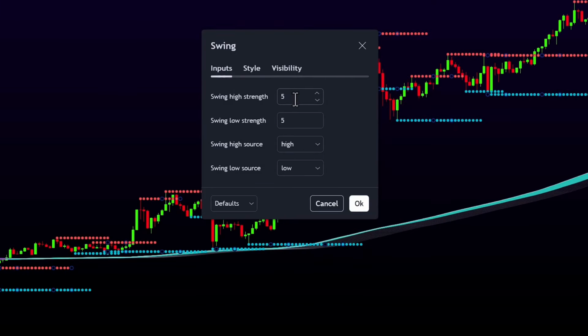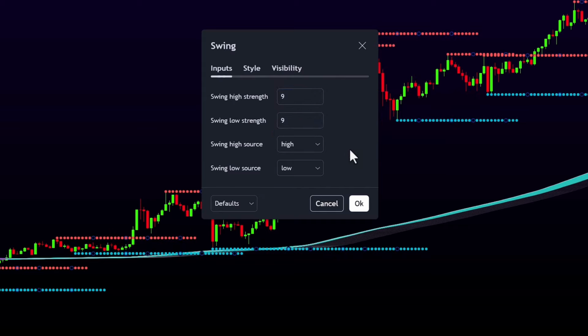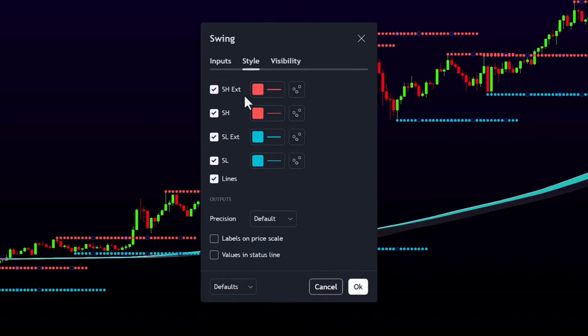Go to the input section and locate the swing high and swing low strength settings. Set both values to 9 to help the indicator detect stronger, more significant swing points. You can leave the source options as default, the high and low values. Again, the default style settings are perfect for our strategy, so no need to make changes there. Let's jump into how to use this setup effectively.